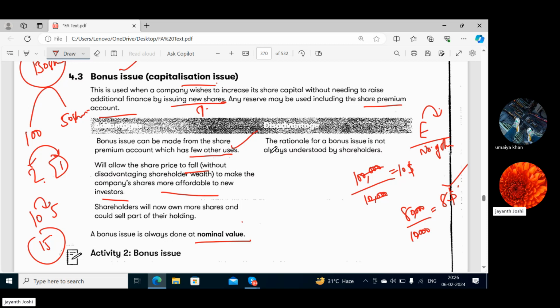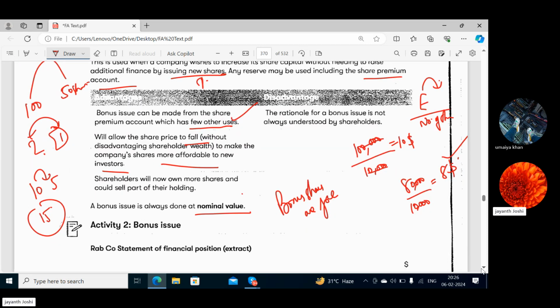So here I would like to tell you something. Bonus shares are free. And one more thing, bonus issues are free. It is given to the existing shareholders as a gift. So do you think if you give a gift to anyone, you ask money from them? If the company is giving a gift to shareholders, will they ask money from shareholders? No. So the bonus shares buy price is zero.